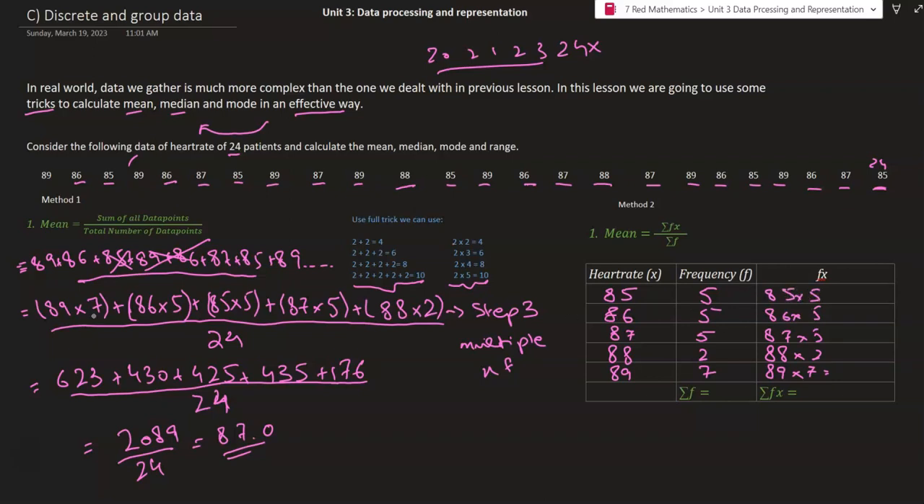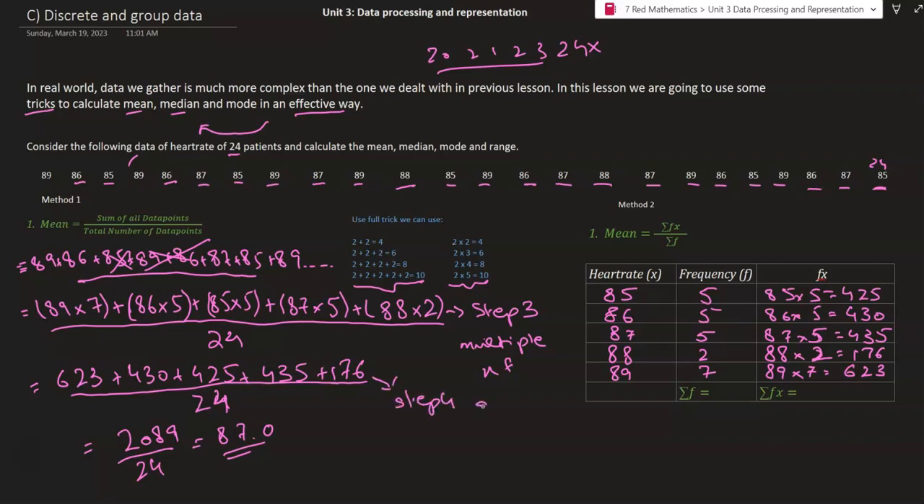So we are multiplying the unique values with their frequencies, and this is what we did again. The values are 425 for 85 times 5, 86 multiplied by 5 is 430, 87 multiplied by 5 gives me 435, 88 multiplied by 2 gives me 176, and 89 multiplied by 7 gives me 623. The next step is to add them. So this is step 3.